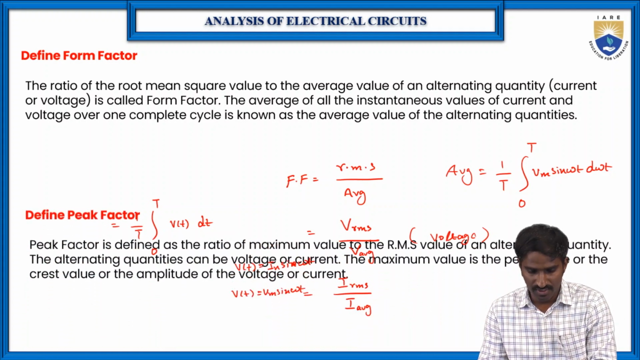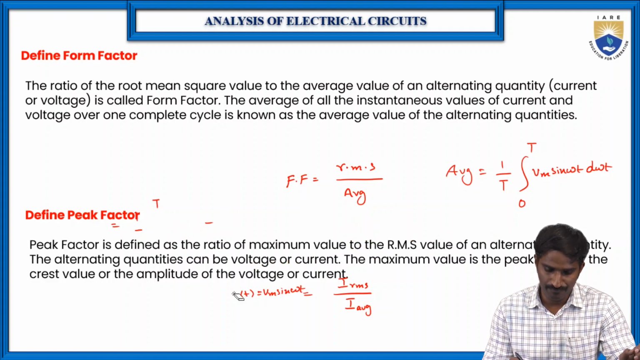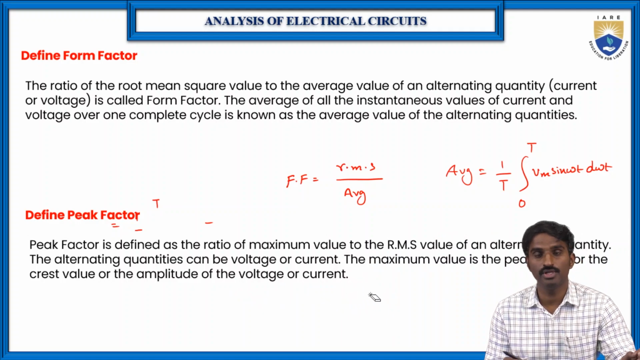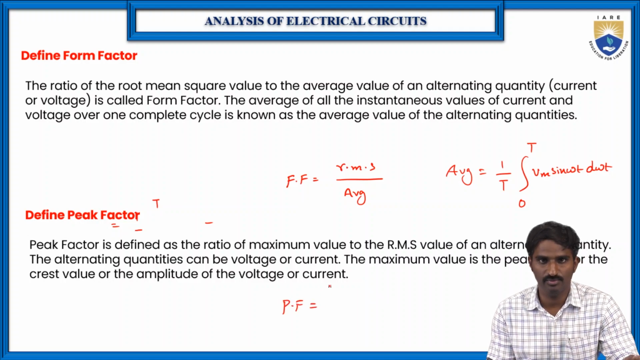Next, the peak factor. The peak factor is the ratio of the maximum value to the RMS value. Let us denote it as PF. Don't get confused: PF here means peak factor, not power factor.